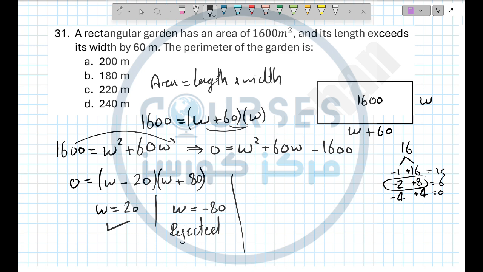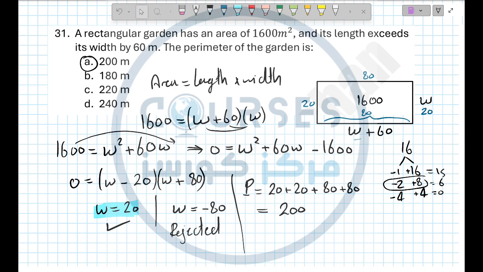He doesn't want W though. So if we know this one is 20, this will be 20. This one here is going to be 20 plus 60, so this one is going to be 80. This is another 20, this is another 80. We can find the perimeter. We just need to add all of them. 20 plus 20 plus 80 plus 80. That's 160 plus 40, so that will be equal to 200.